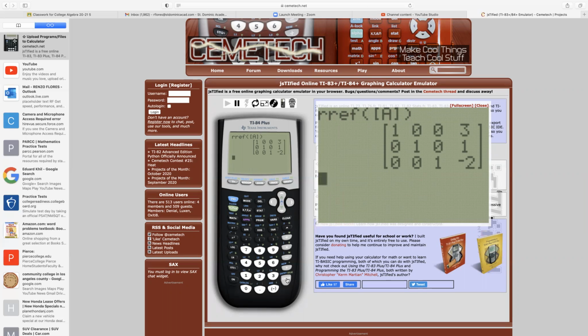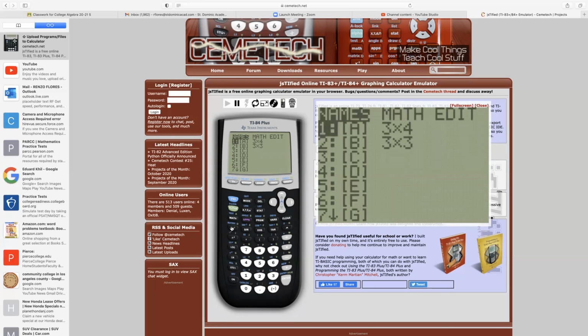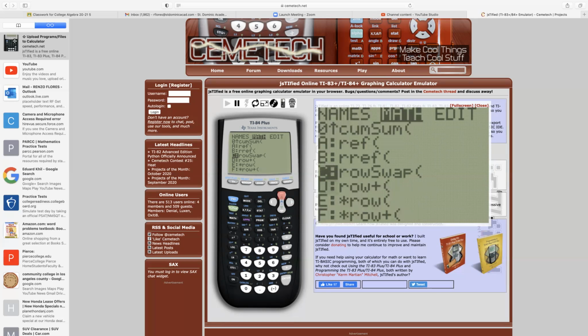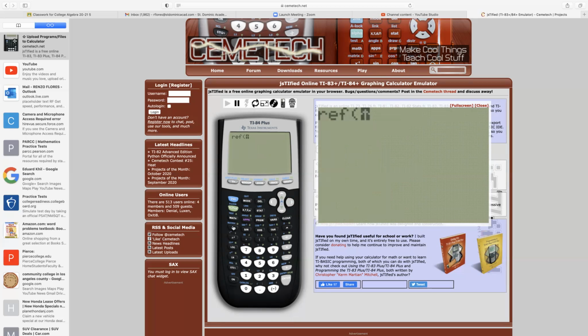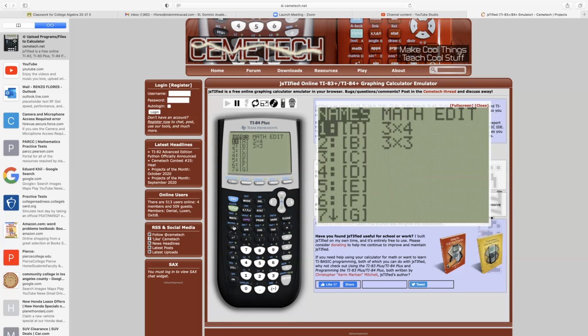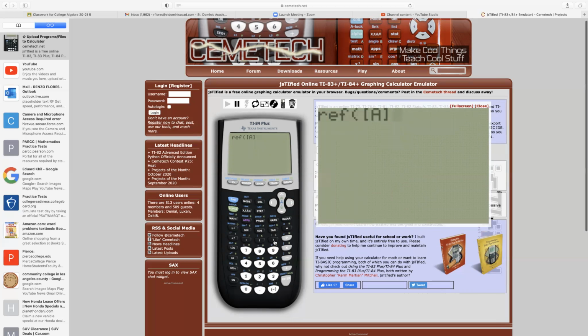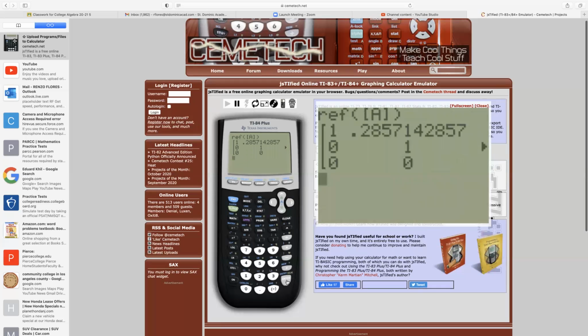Let's assume that I don't want reduced row echelon form. Let's assume that I just want row echelon form. How do you do that? Let me clear this up. Then you press second, matrix, math, and you click where it says row echelon form, REF. So you click on that. Then you press second, matrix. You click the first option, which is A already, and then you close the parentheses. And that would be your answer.